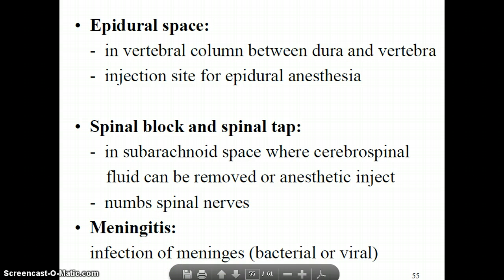It could be caused by either bacterial or viral etiologies. And of course, because the meninges cover all of the tissues of the brain and spinal cord, so all of the central nervous system, this type of infection can spread and cause a great deal of damage and even can be fatal.